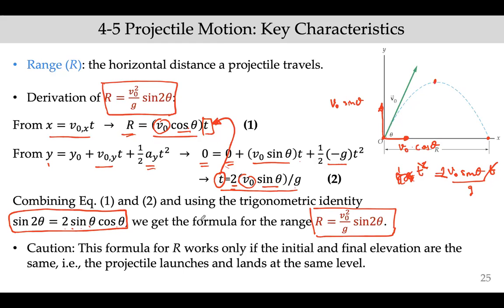Now there's one caution here. This formula for r works only if the initial and final elevation are the same. So the projectile launches and lands at the same level. Why? Because if you remember, while deriving this formula, I calculated the initial position and final position to be on the ground. So use this formula for the cases where the initial height and the final height, or the positions in vertical, are the same.